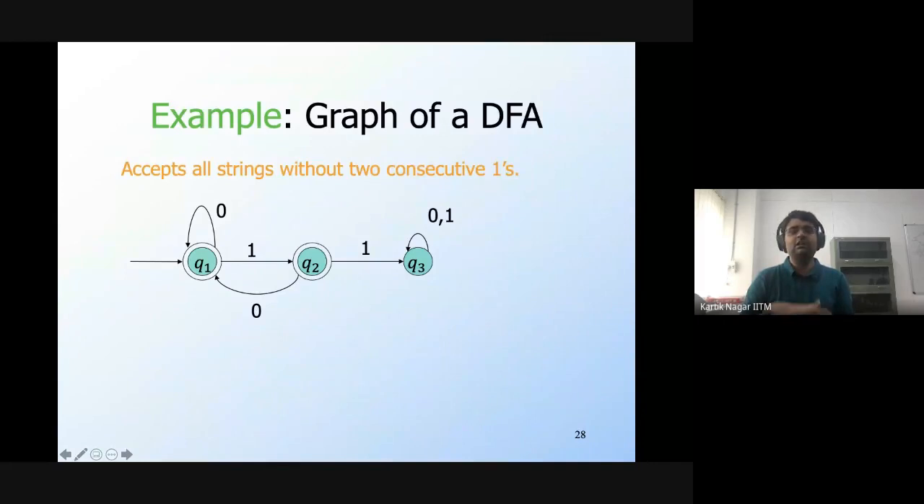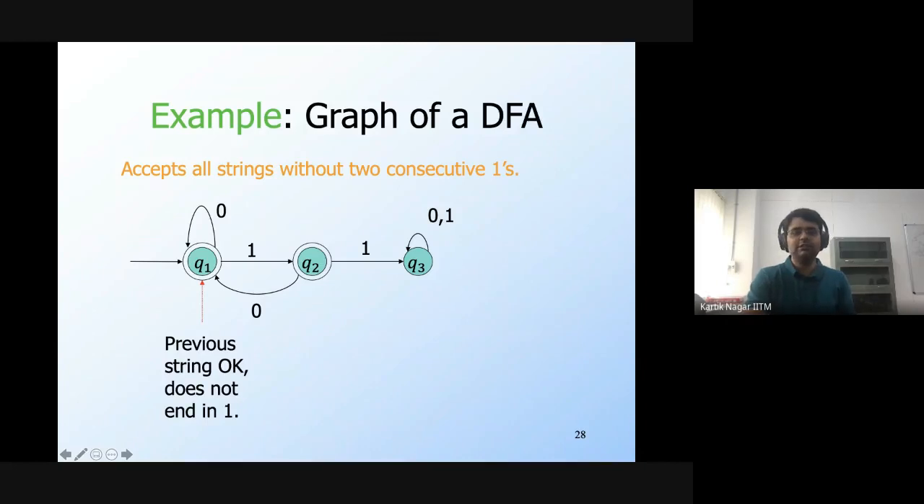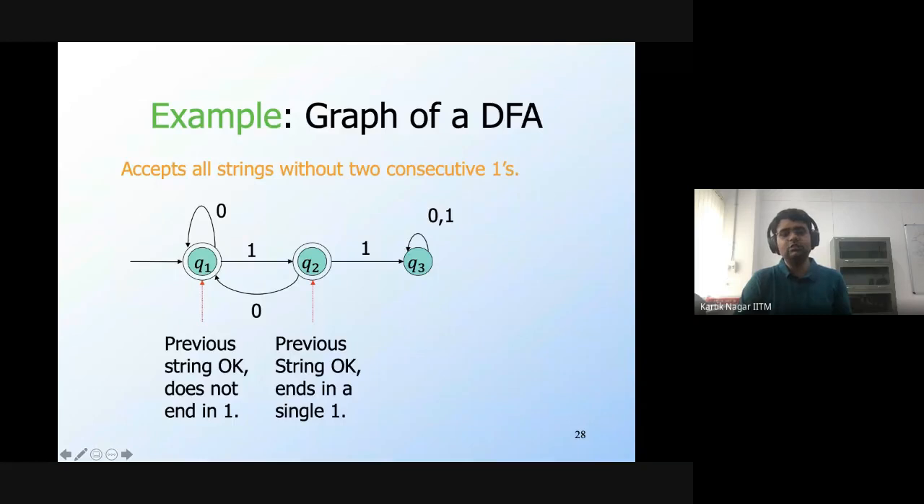In later lectures, we are actually going to prove this formally as well. But I just wanted to give you a taste of what language is accepted by this DFA. In particular, we will show that each of these three states is accepting very specific types of strings. For example, if you're in the state Q1, then you've processed some prefix of the string.